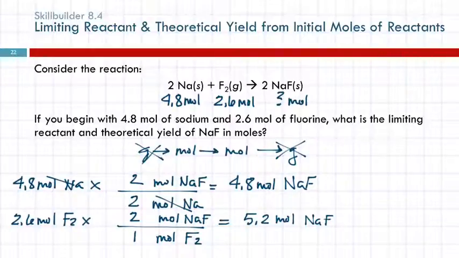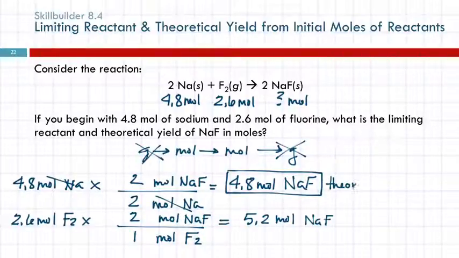I've got 2 answers. I can only have one answer for the yield. Which one do I choose? The smaller one. This is how much I can make, because when I make that much product, I have used up all my sodium. You can't make more sodium fluoride without sodium. So this is the answer to what is the theoretical yield. That's the theoretical yield because that's going to assume that everything goes perfectly. And as we know, when we're making cookies or pancakes or something, it doesn't always go perfectly.